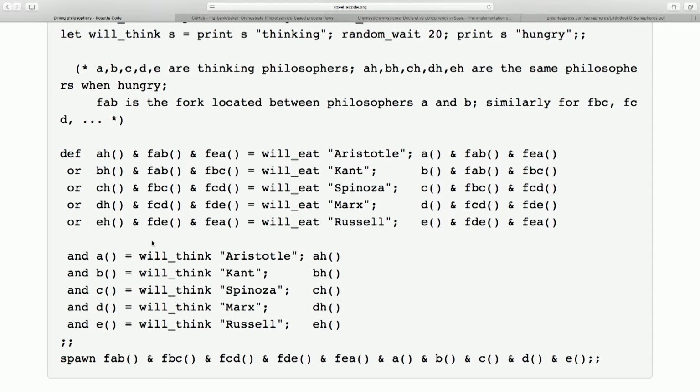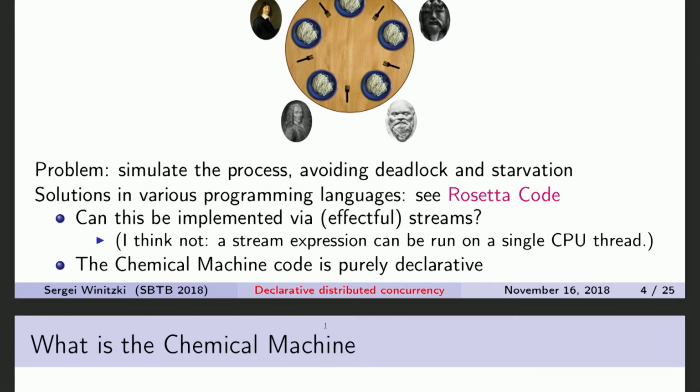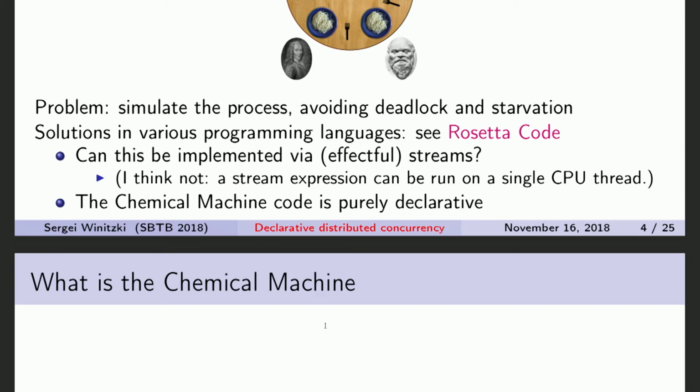And you see, this solution is completely declarative. It just says that one philosopher and two forks leads to the eating process, and two forks are released, and the philosopher is not hungry. And then a non-hungry philosopher leads to a thinking process and a hungry philosopher. That's your declaration. That's your specification of what you want to do. And this is actually executable. This runs and prints the philosophers thinking and eating and so on. So the chemical machine code is purely declarative in this sense. It's a domain-specific language for concurrency.